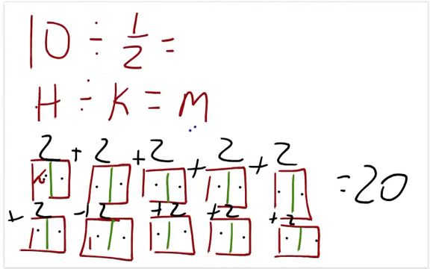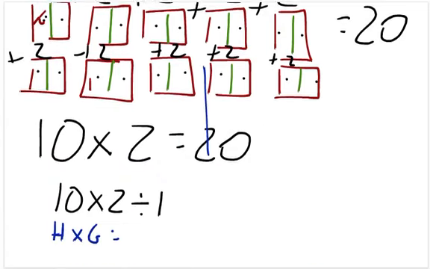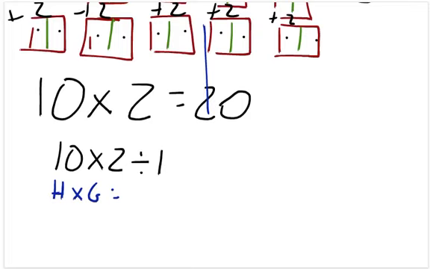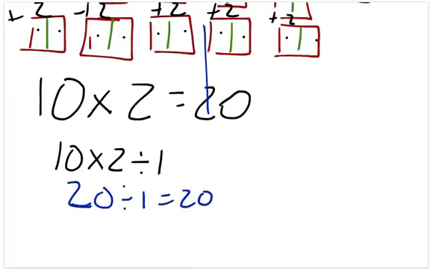Now, notice that we're looking for how many groups we're getting. So when we multiply those, we're going to multiply 10 times 2 and divide it by 1. So 10 times 2 is 20, divided by 1 equals 20. Now, that works. Now, we can write that a different way.